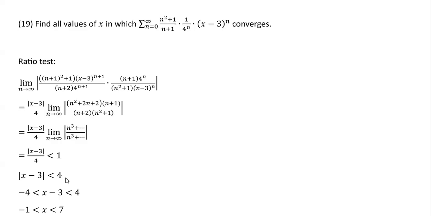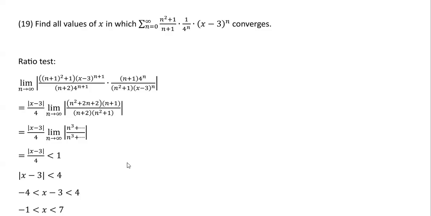Now we start solving more. Remember, this is how we break up the absolute values. There are 2 options, right? And then we add 3 on both sides. So now we check our endpoints, because remember, the ratio test is inconclusive at the endpoints, since that's when the limit is exactly 1. That's why we've got to check it manually.